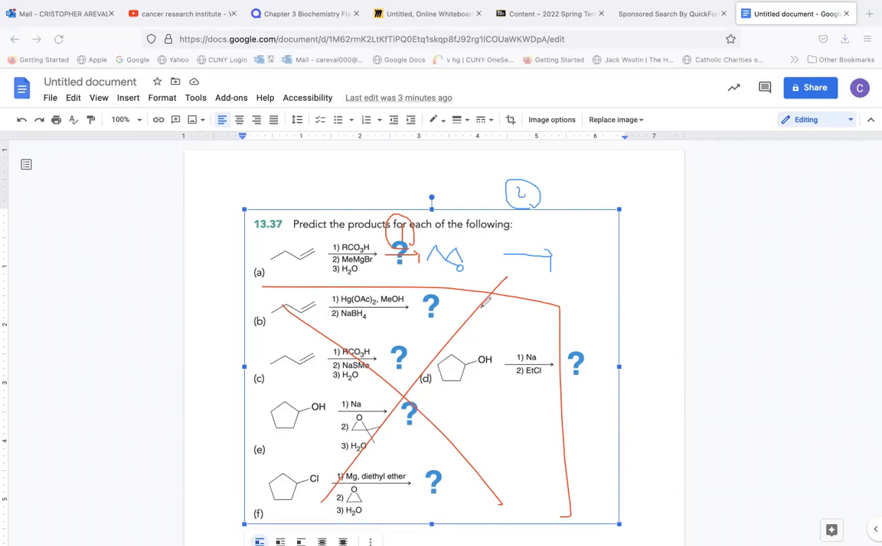So what's next, right? It says a methyl MgBr. What is that? That's Grignard, right? So you know that Grignard, that's together then. 2 and 3 are together because Grignard, MeMgBr, is always followed up by water or H3O plus.